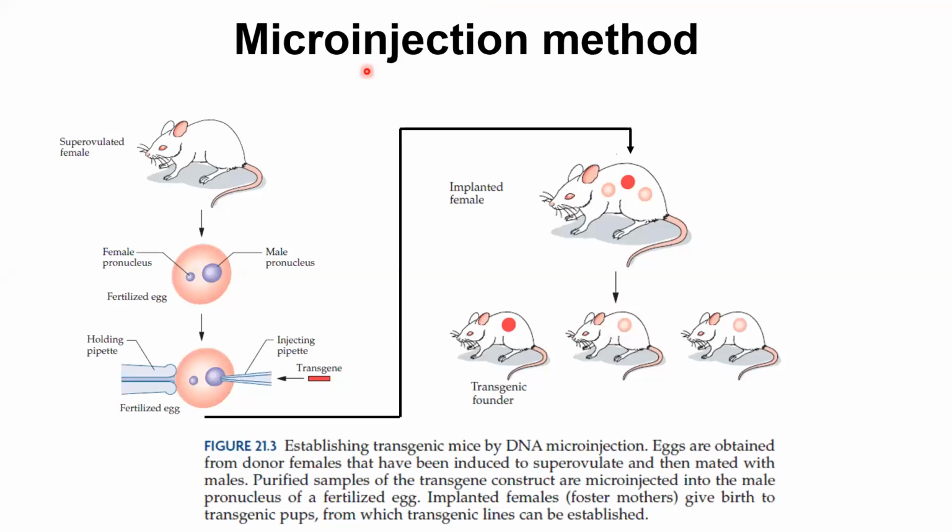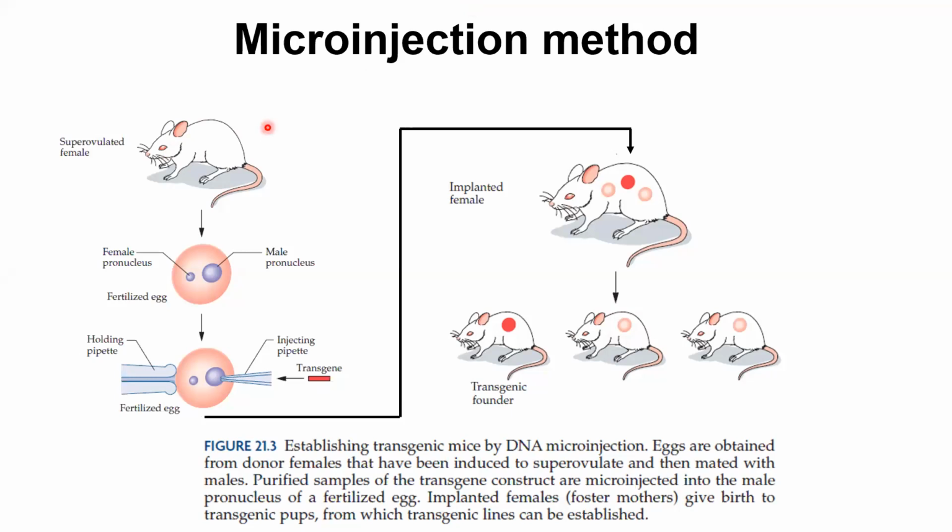So now we can see these are super ovulated females. They are mated with normal males, and after fertilization, when the super ovulated females with a number of eggs receive sperm from the male donor, these rats or these mice are killed.